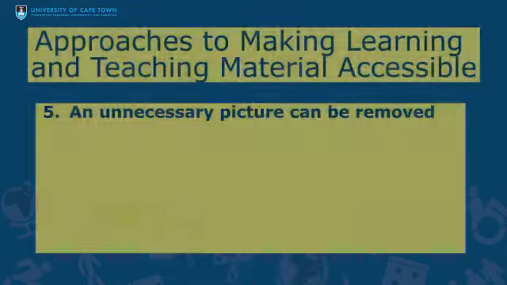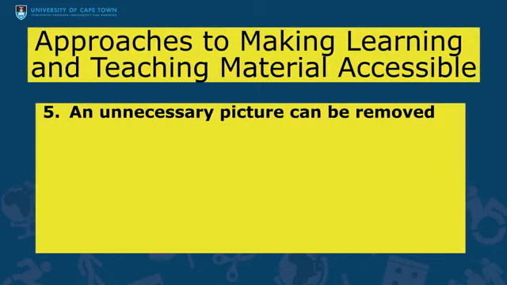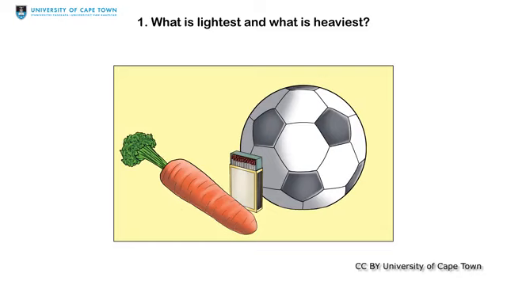Sometimes in textbooks or even assessment tasks, pictures are given that are not really necessary or can sometimes even be confusing. So our 5th approach is to remove an unnecessary picture. This example is from the Foundation Phase Mathematics workbook. The question is, what is lightest and what is heaviest?